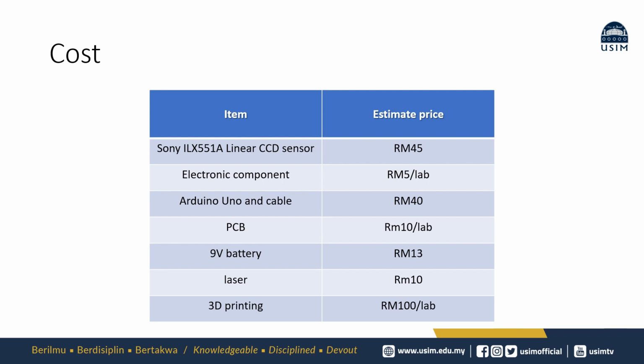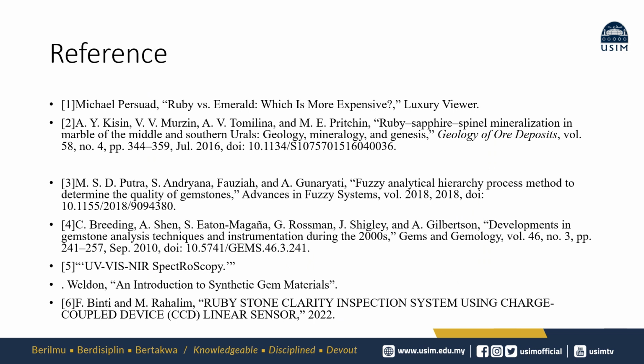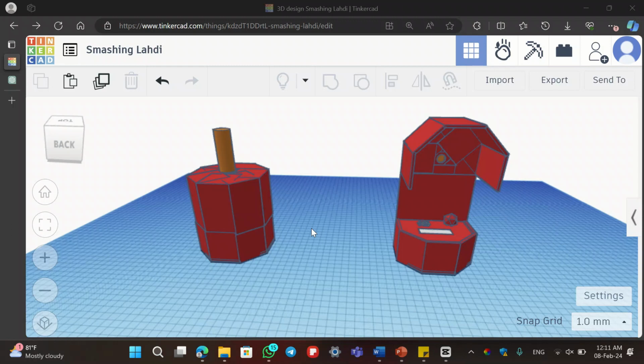Here I list the costs for every component used in this project. CCD sensor from Sony, electronic components like wire, and then Arduino Uno and cable, PCB, 9V battery, laser, and 3D printing. This is the model for my project. The left one is when the box or the hardware is closed, and the right one is when the box is open. Let's take a look first.